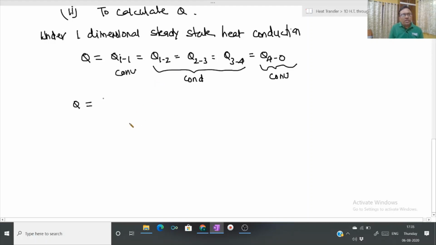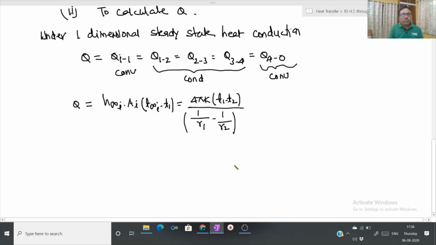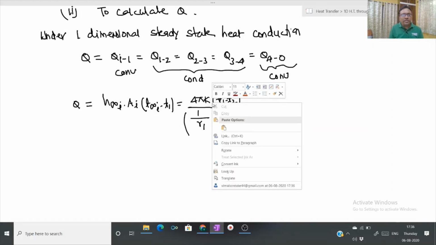So I can recall Newton's law of cooling and write it as h infinity I A I into T infinity I minus T1. This is the rate of heat transfer through a spherical wall, so I can write it as 4 pi k into T1 minus T2 over 1 over R1 minus 1 over R2, and the thermal conductivity will be the thermal conductivity of the sphere, that is k1.